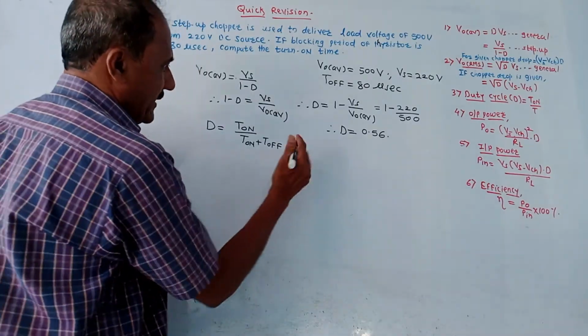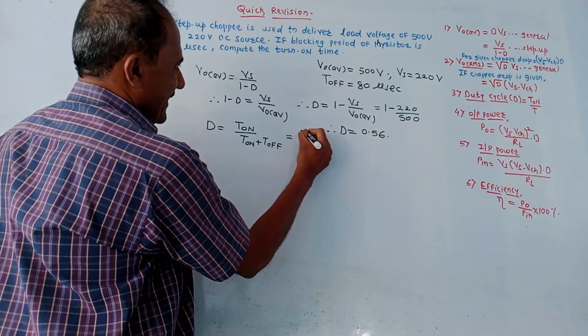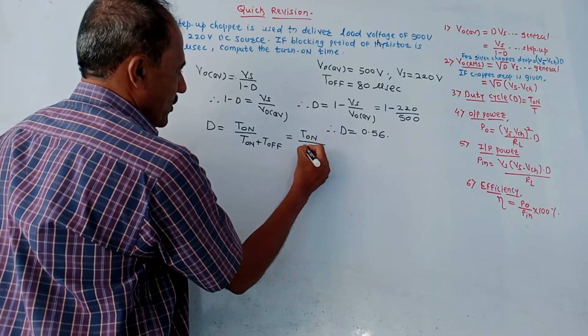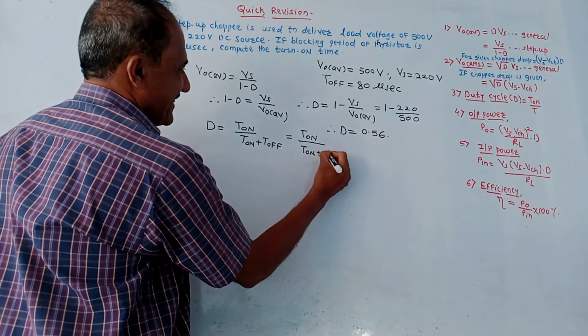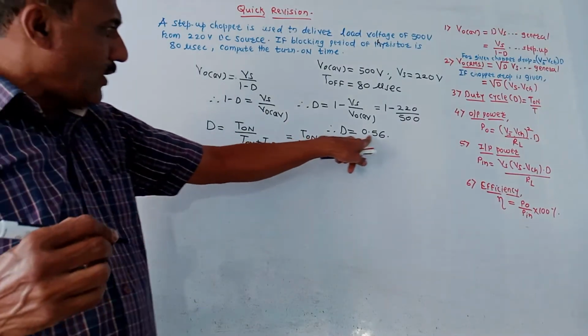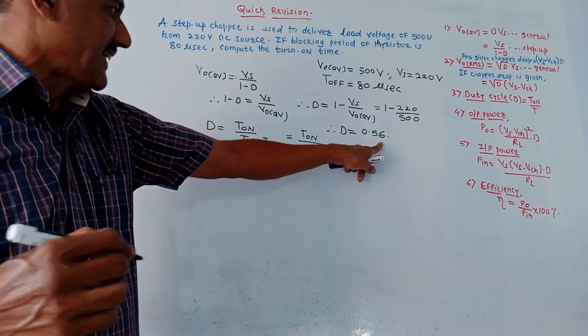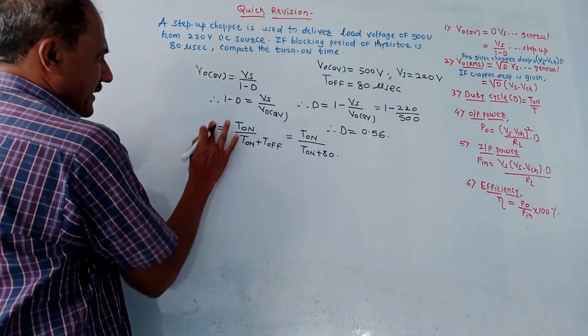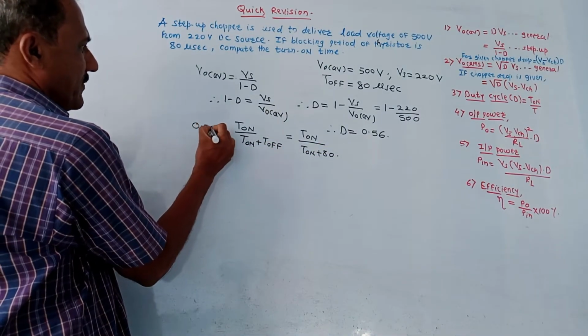I am not going to convert it. So this value I can write as T on upon T on plus 80 microseconds, and we know that the value of D is 0.56. So let us simplify this. In place of D I will write 0.56.